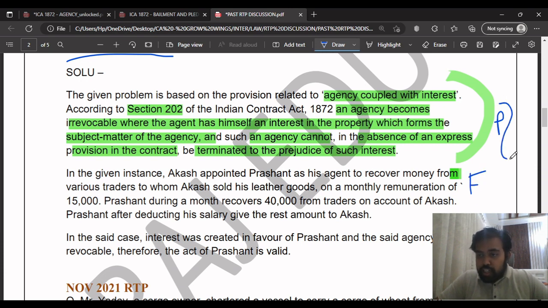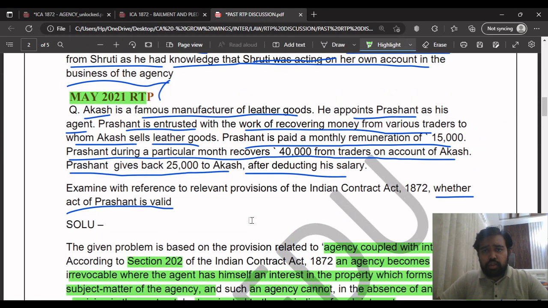These three parts should be there, and each part carries marks. I told you. So now we discuss the provision. Now we will see the facts of the case. Facts of the case, you can write it on your own. Just state what's there in the question.